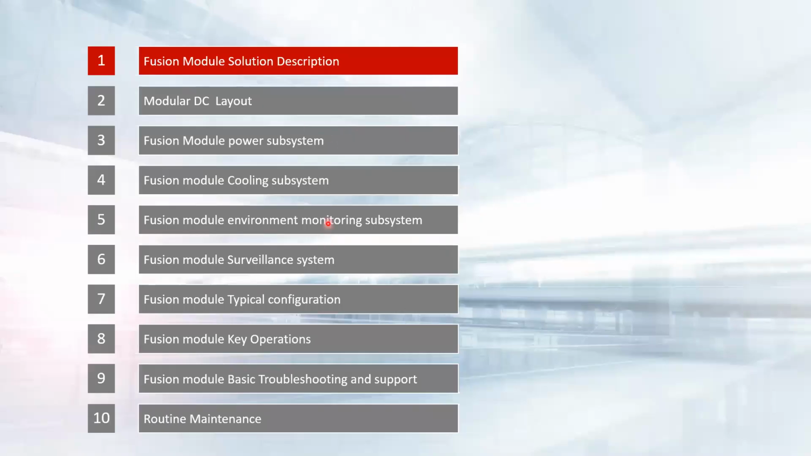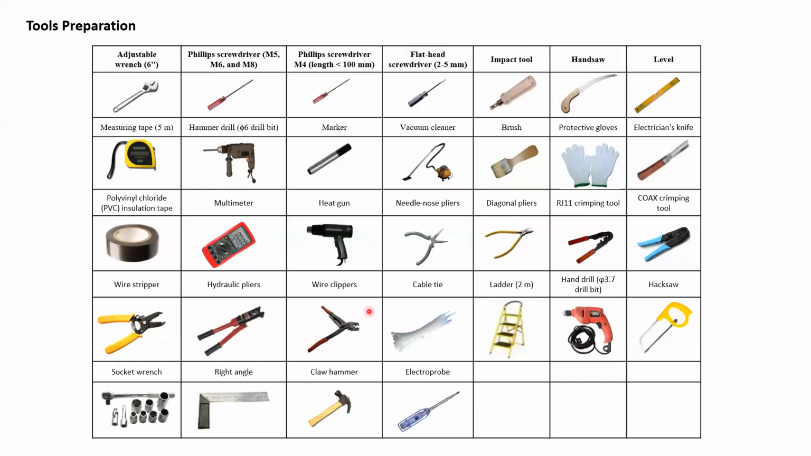How is the layout? What is the power subsystem, the cooling subsystem, the environment monitoring subsystem, the surveillance subsystem, and the typical configuration. We also have the operations, a little part, and the routine maintenance part. All these parts I will try to cover for today's session. This is something required for the deployment team. They need to prepare some tools while operating in the deployment phase. These are the tools required during deployment of the Fusion module.